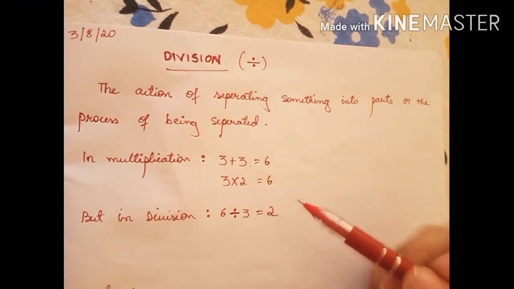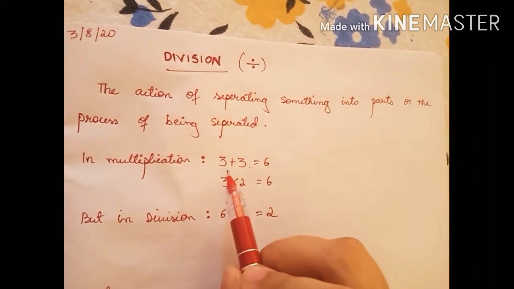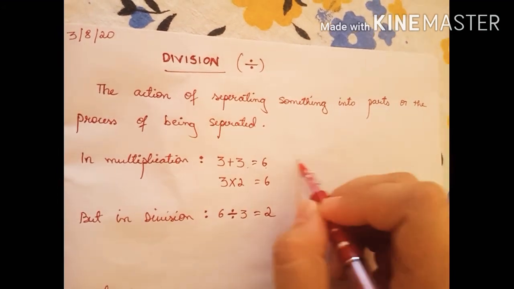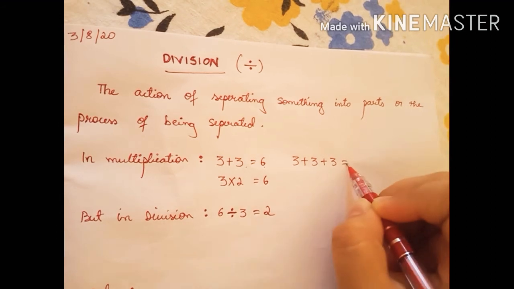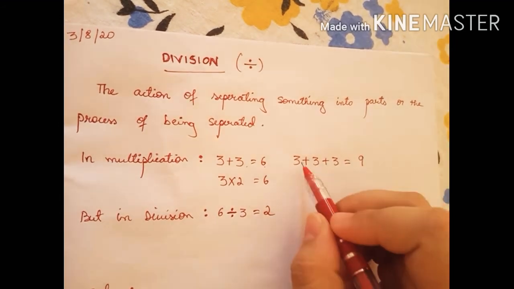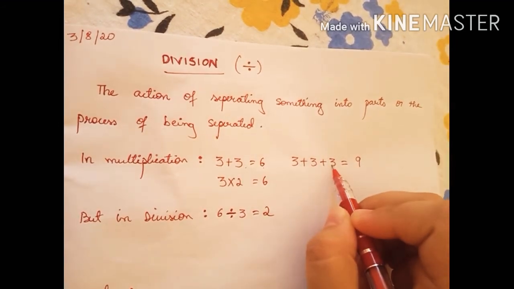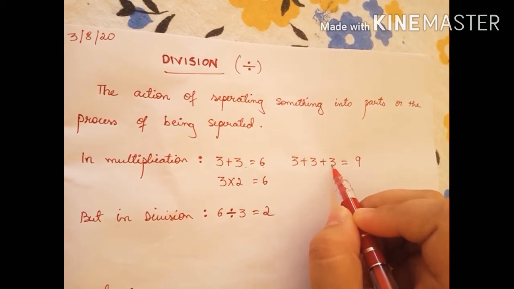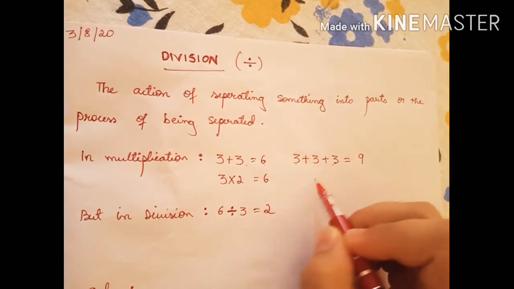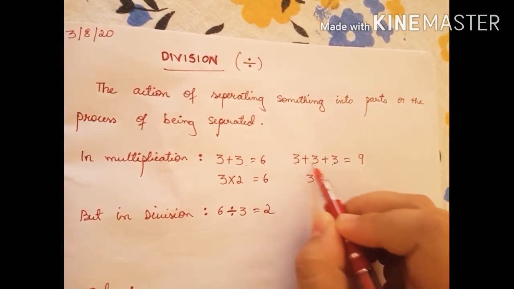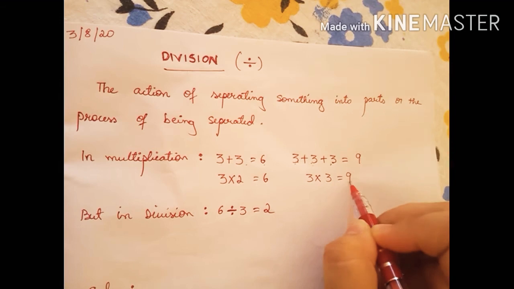In multiplication, we multiply like 3 plus 3, like last time I told you, 3 plus 3 plus 3 is how much? 9. But if we add them one by one, I told you it will take our time. So that's the reason we study the multiplication table, right? So the common number here is 3, into how many 3's? 3, and that is the answer.